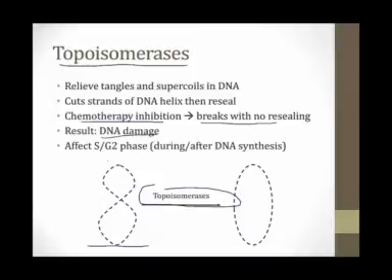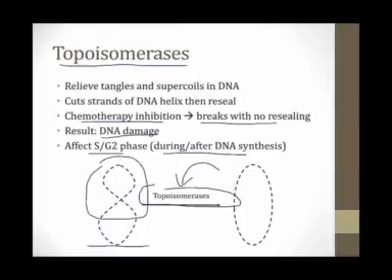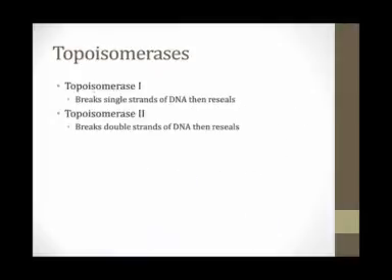And these generally affect cells in the S and G2 phases. These are just after and during DNA synthesis. This is the time when the DNA tends to get supercoiled, and this is the time when those topoisomerases need to work properly. There are many different types of topoisomerase enzymes. Topoisomerase 1 breaks single strands of DNA and then reseals. Topoisomerase 2 can break double strands and then reseal.